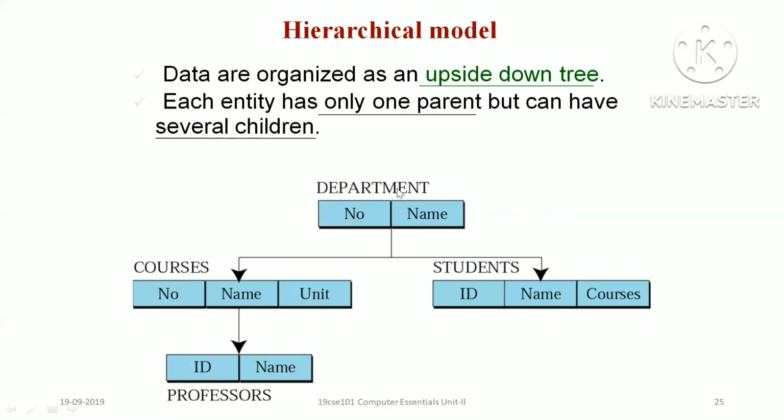Here is a department. What is this? This is the root. Department is our root. From this root, parent nodes are coming, that is course and student. What is a parent node? Parent nodes are course and student. Under the course, one child node is coming. That is professor, right? In this type, our database or system are connected with each other.